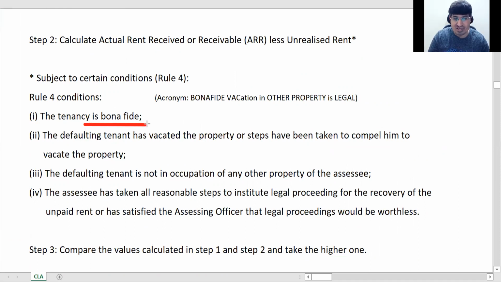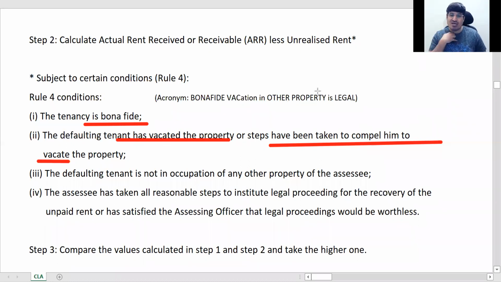Tenancy is bona fide, so it's a real tenancy. And the tenant has vacated the property, or steps have been taken to compel him to vacate. You are saying that you want to deduct unrealized rent, and still that person is staying there. So logically that doesn't hold, right? Either he should have vacated or you have taken steps to compel him to vacate.